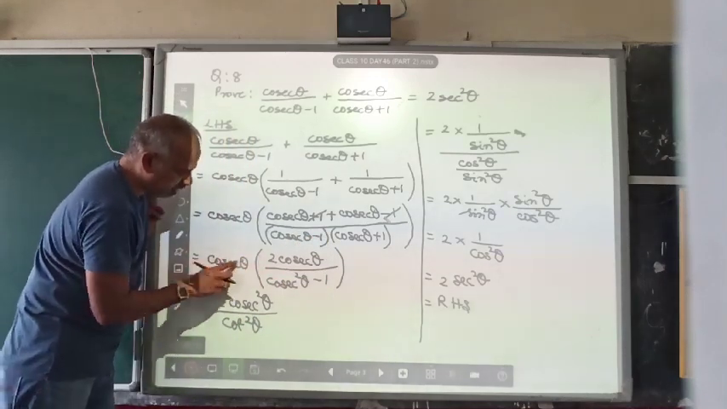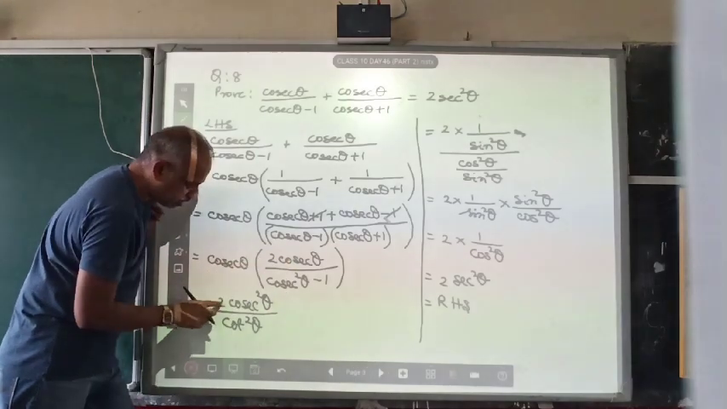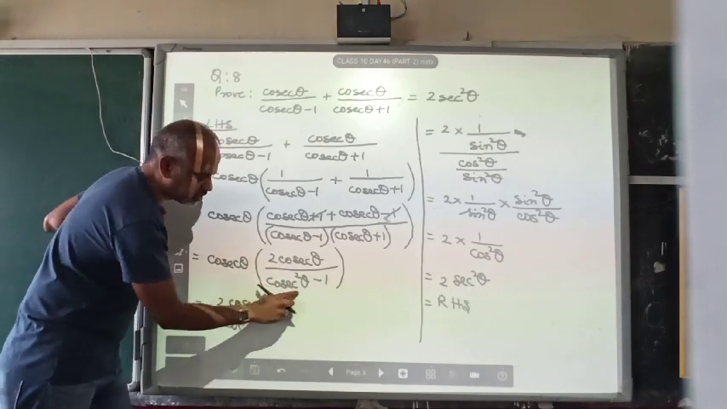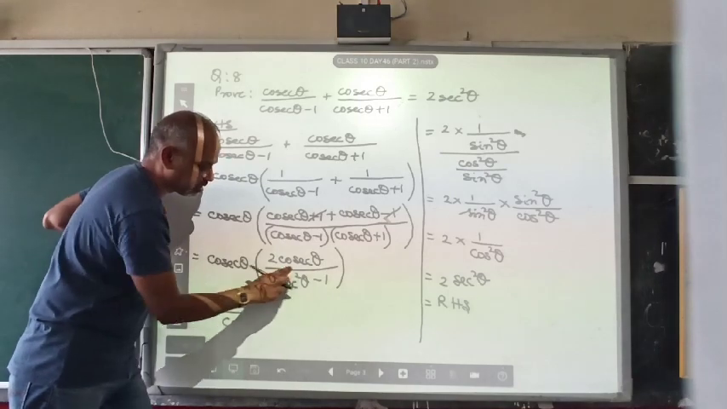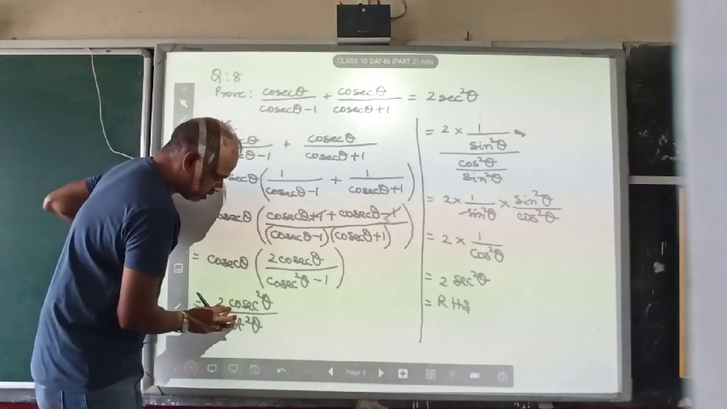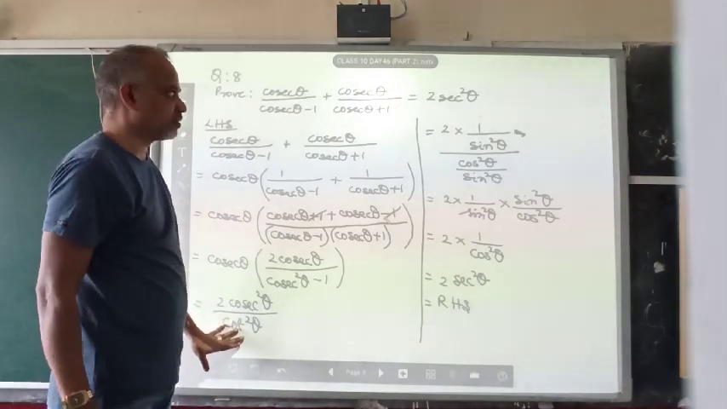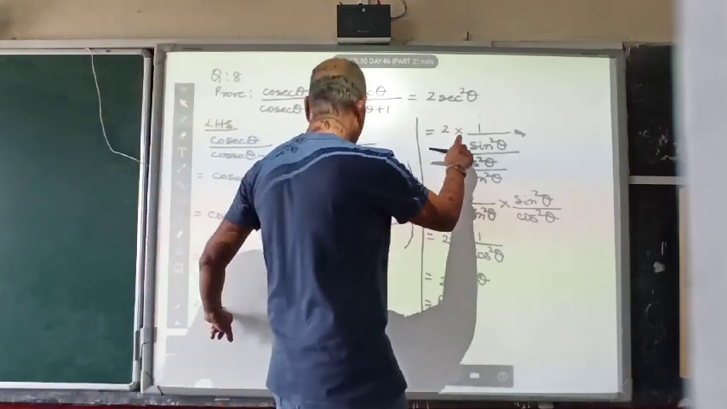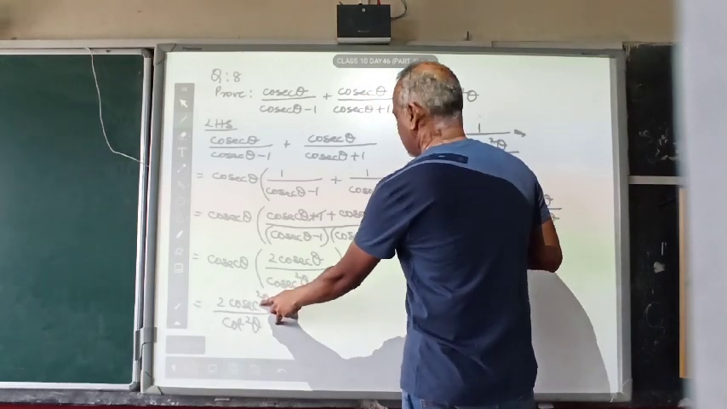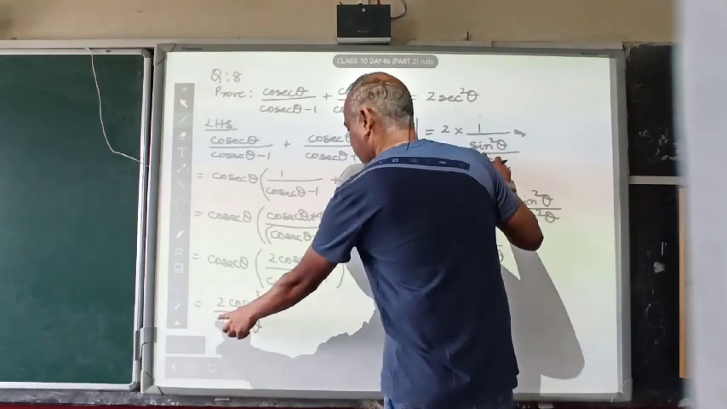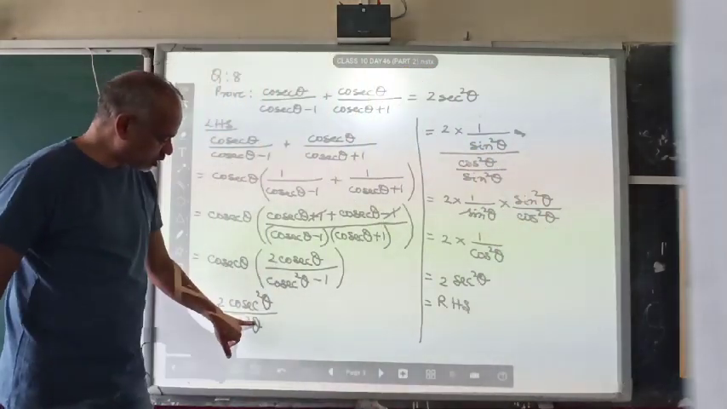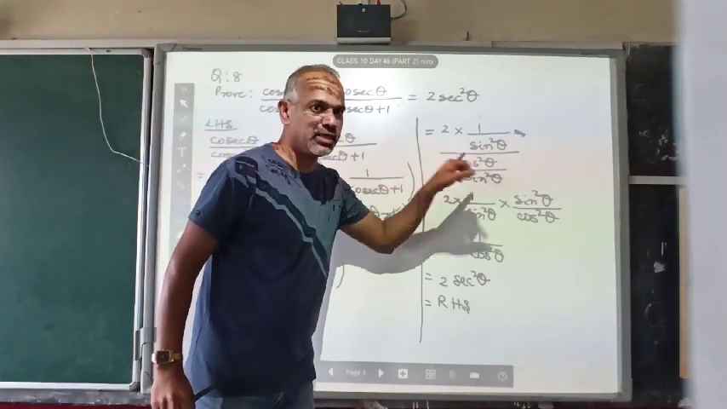Next step, multiply this cosecant theta with this cosecant theta. 2 cosecant theta into cosecant theta is 2 cosecant square theta divided by, according to the variation of the third trigonometric identity, cosecant square theta minus 1 is cot square theta. So this I am going to change in terms of sin and cos now. Okay. So 2 is there into cosecant square theta, cosecant is reciprocal of sine, so it is 1 by sine square theta, divided by, this division is here. Cot is actually cos by sine. So cot square is cos square theta by sine square theta.